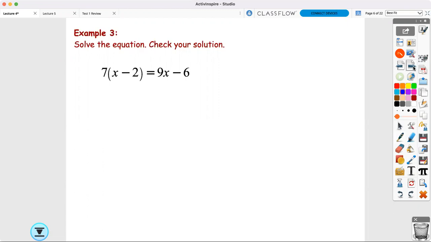All right, let's go ahead and jump into it. So first things first, draw the line down the equal sign. Sorry, my tablet's acting up.